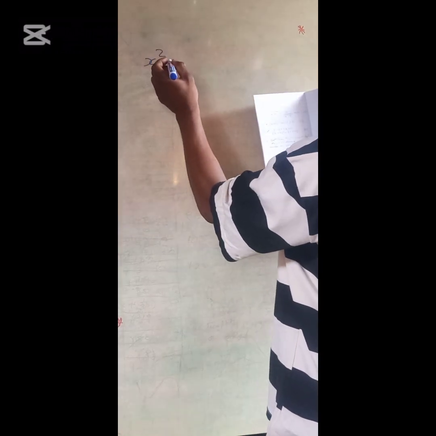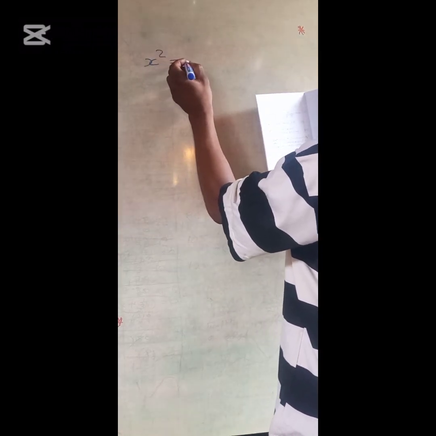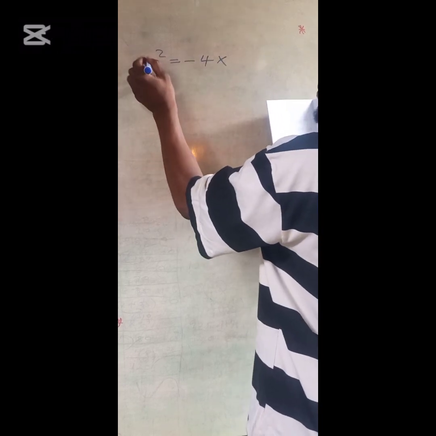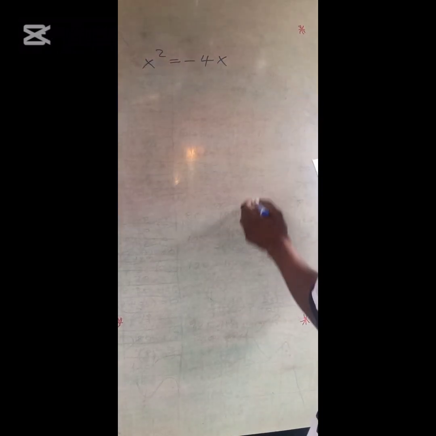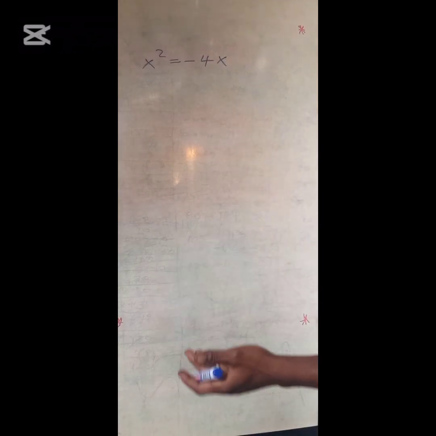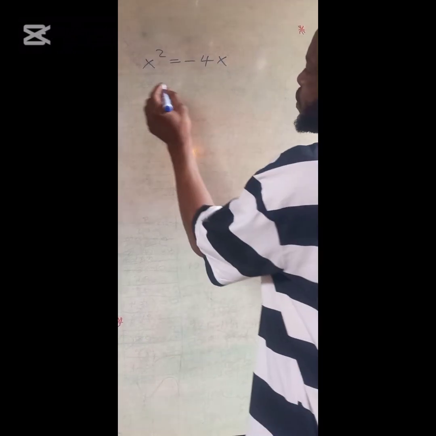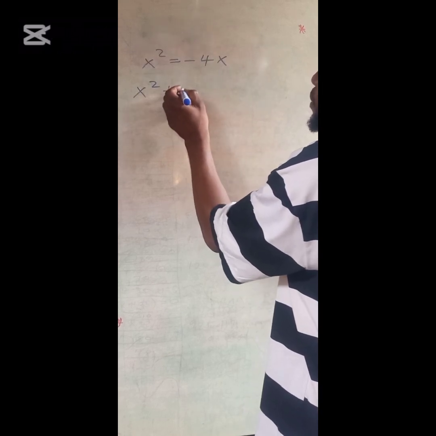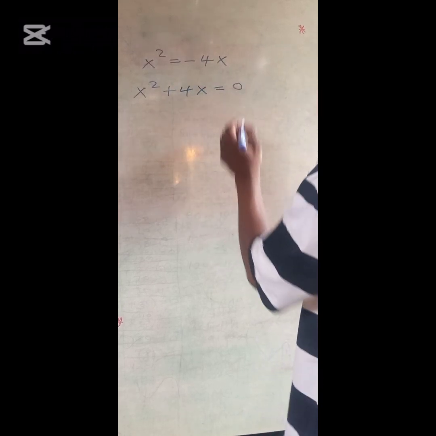Okay, the first question, solve for x: x squared is equal to minus 4x. It was a total of 3 marks. In this case, when we solve for x, we want it to be equal to 0. So we will transpose this. We'll have x squared, we transpose, it changes sign, plus 4x is equal to 0, right?